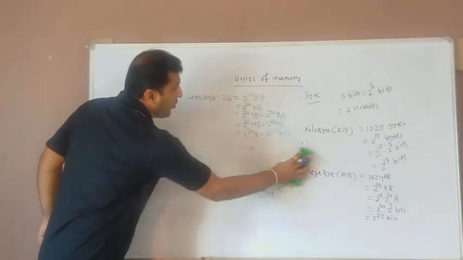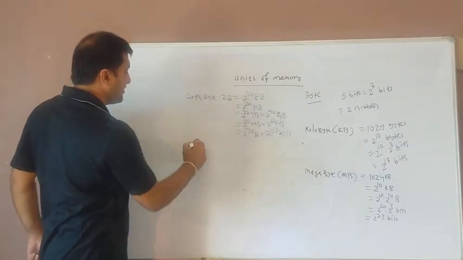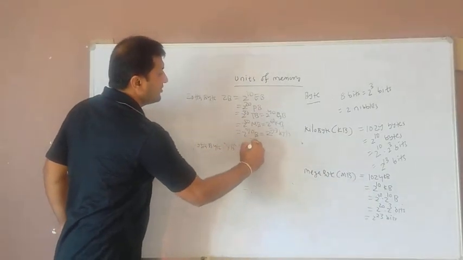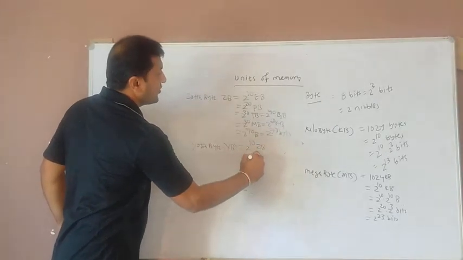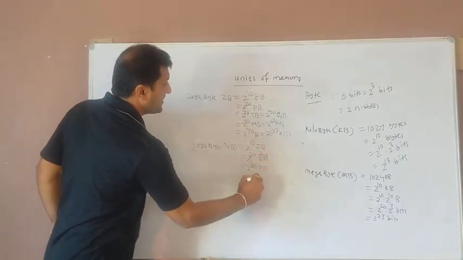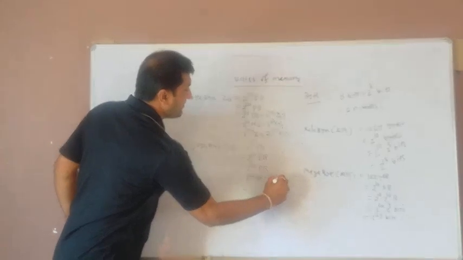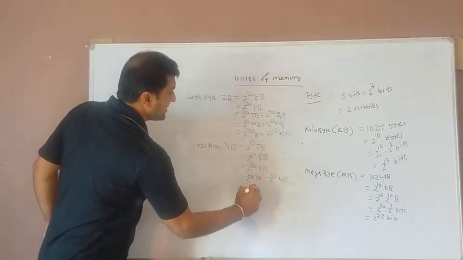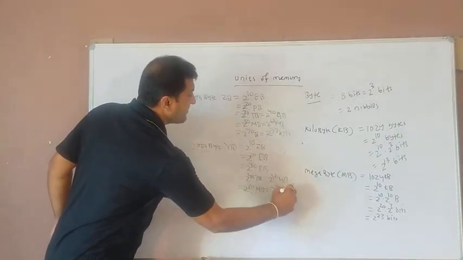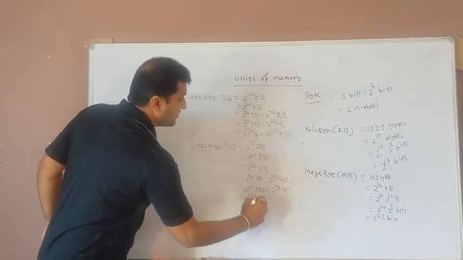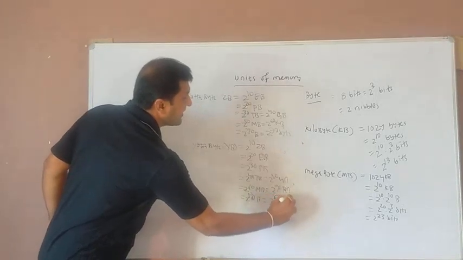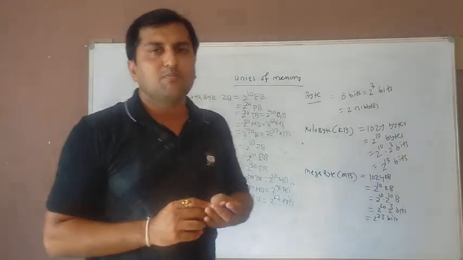The next unit is 1 yottabyte, YB. 1 YB equals 2 to the power 10 ZB, 2 to the power 20 EB, 2 to the power 30 PB, 2 to the power 40 TB, 2 to the power 50 GB, 2 to the power 60 MB, 2 to the power 70 KB, 2 to the power 80 bytes, 2 to the power 83 bits.